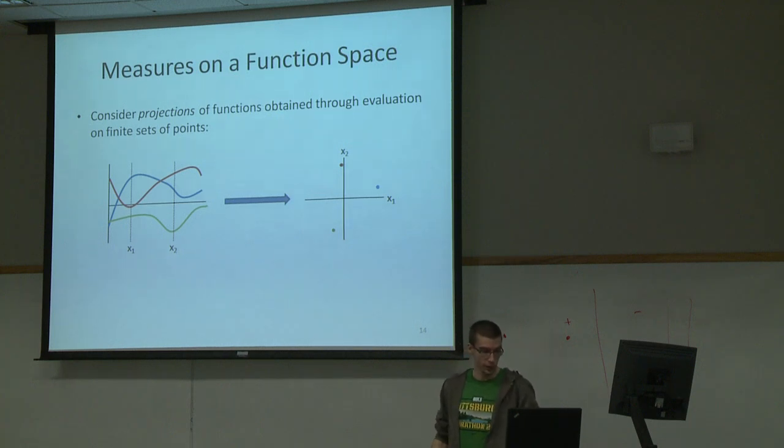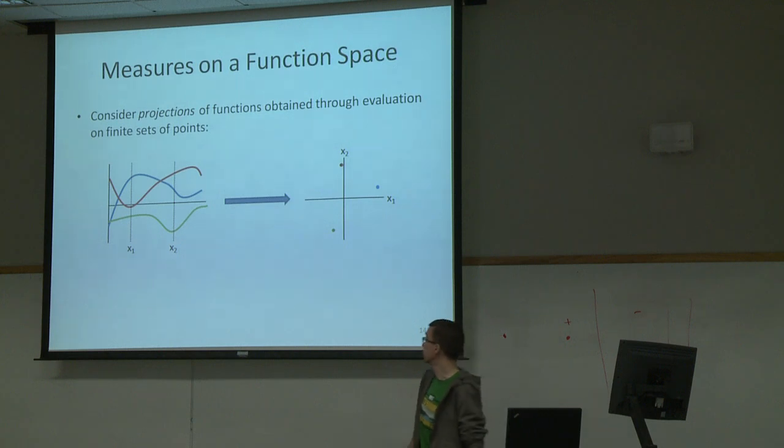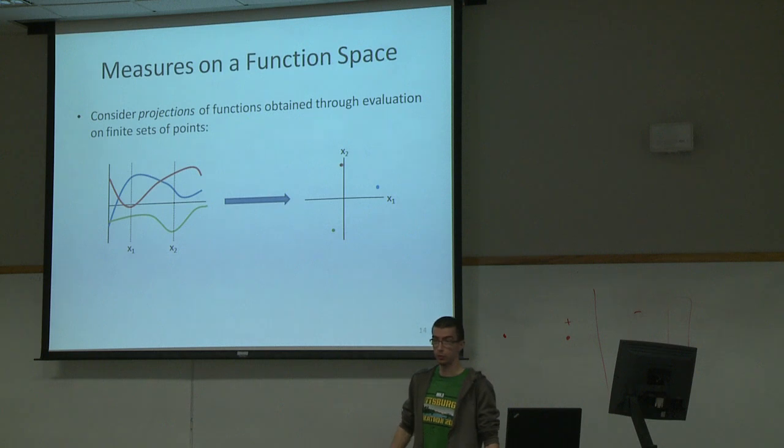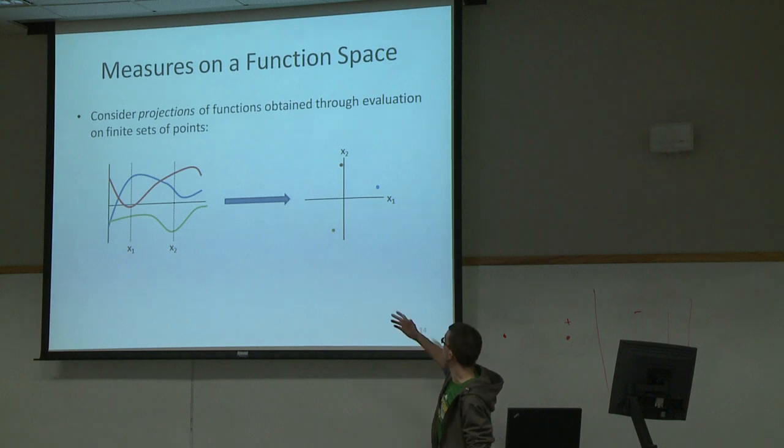Now we can imagine a projection operator defined by evaluating those functions at a finite set of points. So here I've chosen two points labeled x1 and x2 on this axis. And we can imagine evaluating the functions at those two points, and for each function creating a vector in R2. And I've shown what those vectors look like here on the right-hand side.